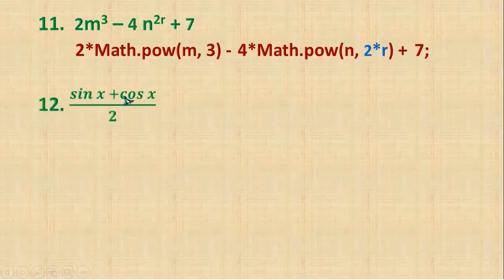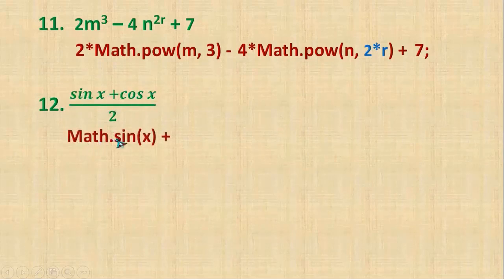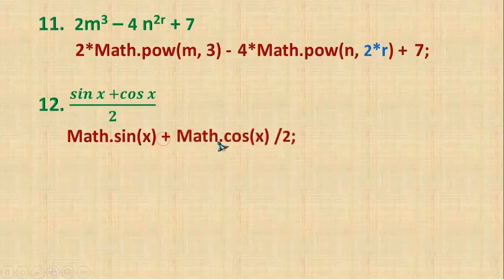See, sin x plus cos x divided by 2, that is whole divided by 2. So here also we have to be more careful while writing. Sometimes in hurry we will write sin x plus cos x by 2. That will give cos x by 2 value is added with sin x. Here it is whole divided by. So sin x plus cos x divided by 2, but the whole thing should be in the bracket.